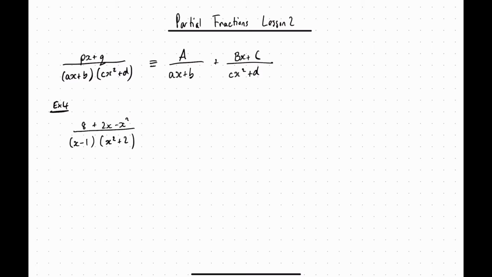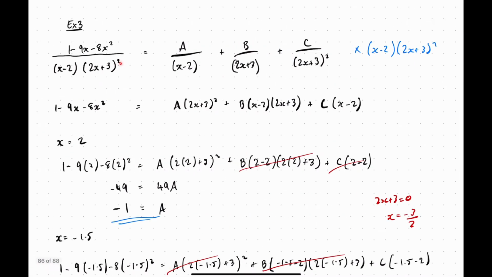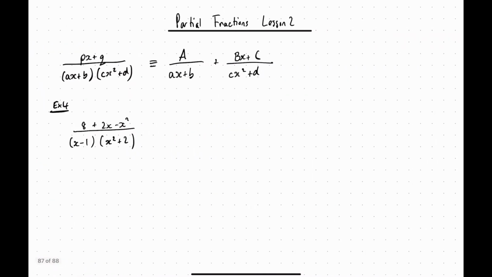In the last lesson, we looked at when there was a squared on the outside, and that meant that we had to do a single version of a bracket and a squared version of a bracket. But now the squared is on the inside, it's slightly different. The way it gets split up is to be rewritten as A over the ax plus b, and then Bx plus C over cx squared plus d. Okay, so let's have a look at that in practice.